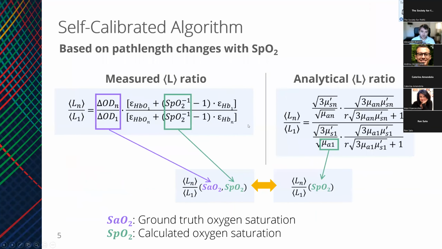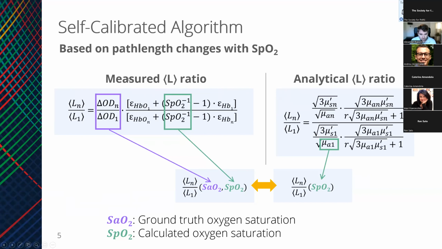So we propose a method where we do not need a calibration. On the left side is the solution if you were to solve for the ratio of path lengths using 2 different wavelengths, doing the same calculation as before. The purple here is the input layer, where delta OD is the difference between systolic and diastolic intensities. Then you have an estimation layer, and that is the SpO2 over here.